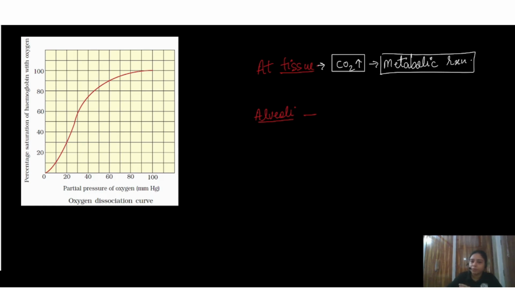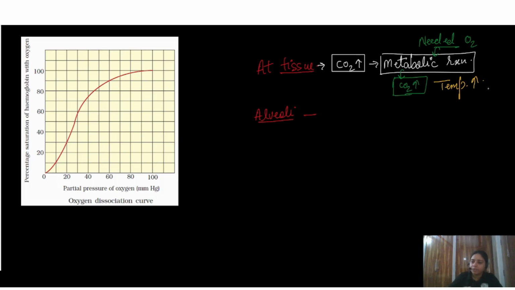But what is needed for this metabolic reaction? O2 is necessary, so we need oxygen for the metabolic reaction, and as a waste product CO2 is released. So CO2 concentration is increasing in each and every step of the metabolic reaction, right? And obviously there will also be a high temperature. Temperature is increasing in the tissues.